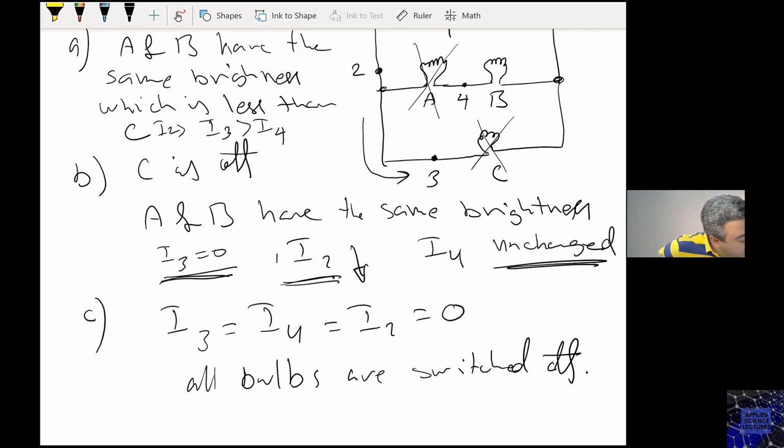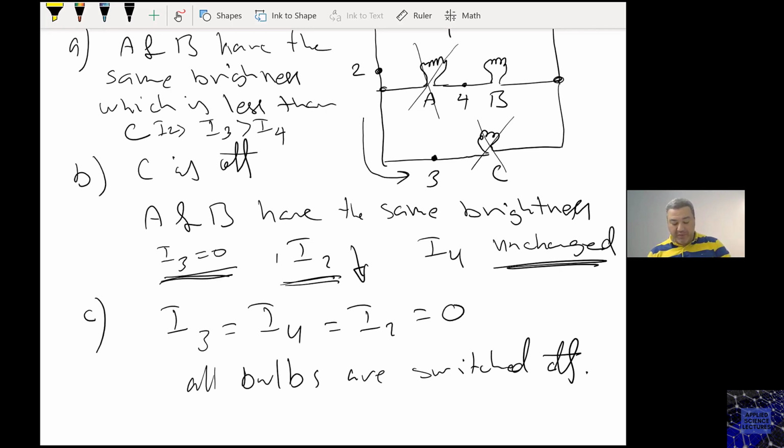D, with all three bulbs inserted in their sockets and lit, a wire of negligible resistance is connected from point 1 at the positive terminal of the battery to point 4. What happens simultaneously to the potential difference across bulb A? What happens simultaneously to the brightness of the three bulbs and to the currents?